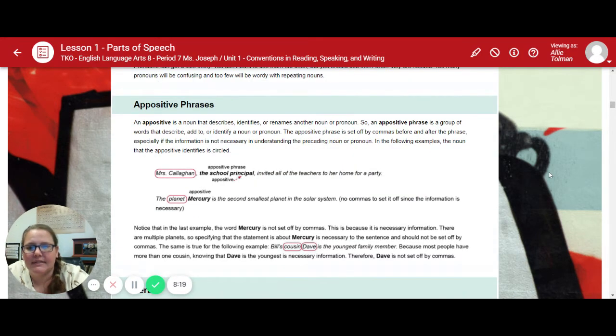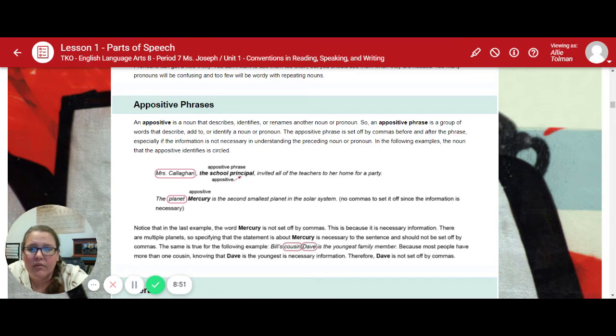Appositive phrases. An appositive is a noun that describes, identifies, or renames another noun or pronoun. So an appositive phrase is a group of words that describe, add to, or identify a noun or pronoun. The appositive phrase is set off by commas before and after the phrase, especially if the information is not necessary in understanding the preceding noun or pronoun. In the following examples, the noun that the appositive identifies is circled.